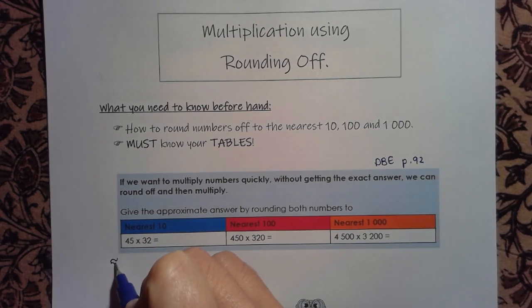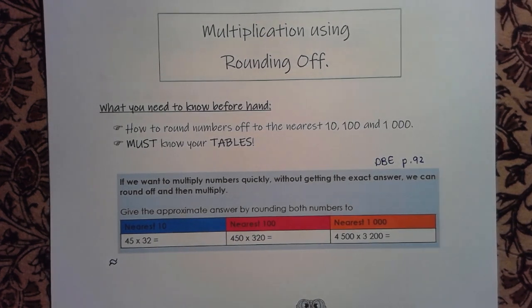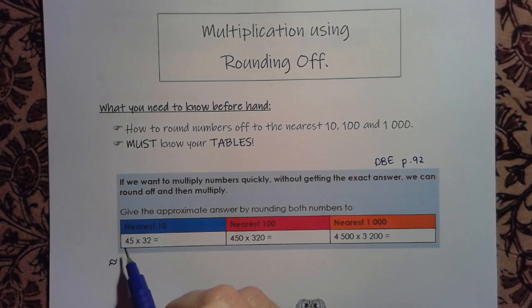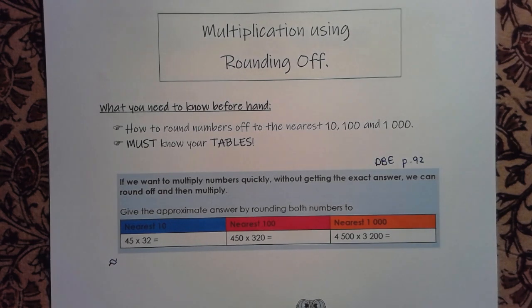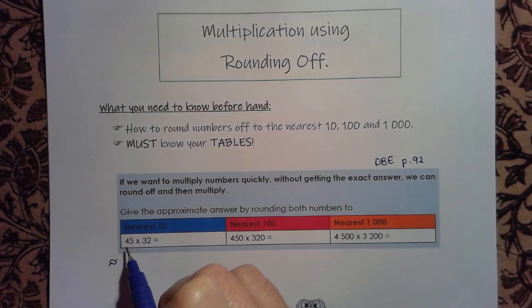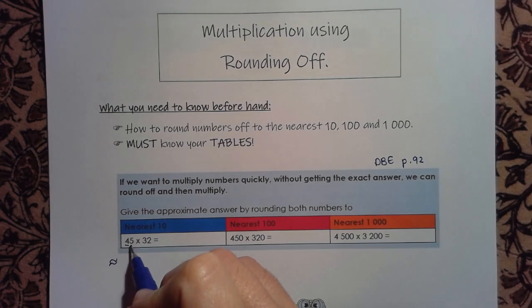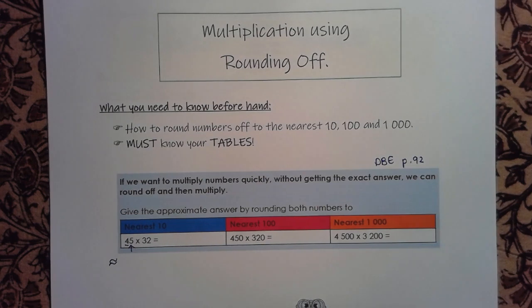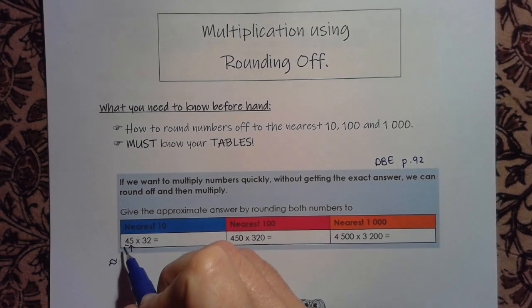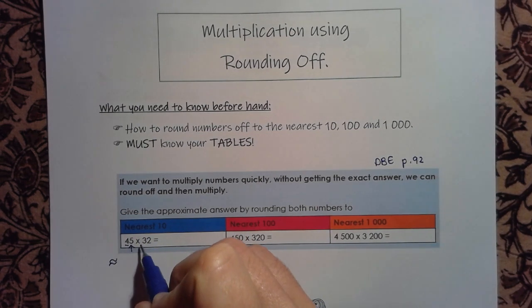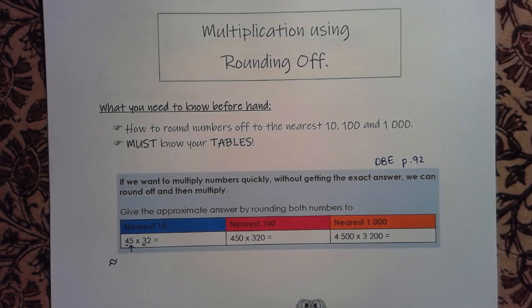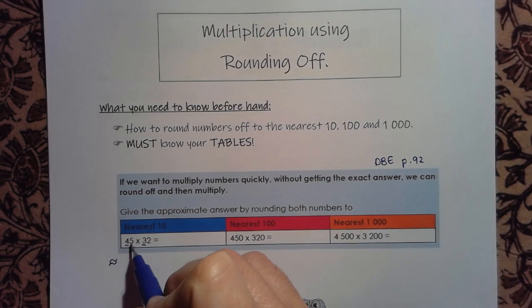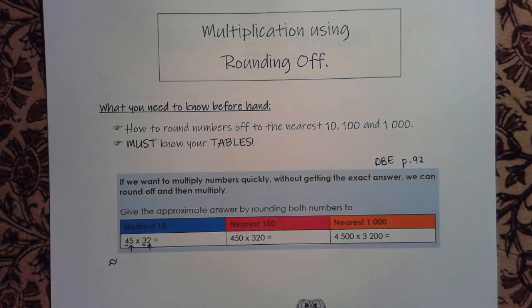Okay, so when we are rounding off, we use the rounding off sign. So we're going to round these two numbers off to the nearest 10. When we round off to the nearest 10, we look at the tens, but the units will indicate whether the 10 will change or not. The tens in this case is 40, and the tens in this case is 30, and the unit here is 5, and the unit there is 2.